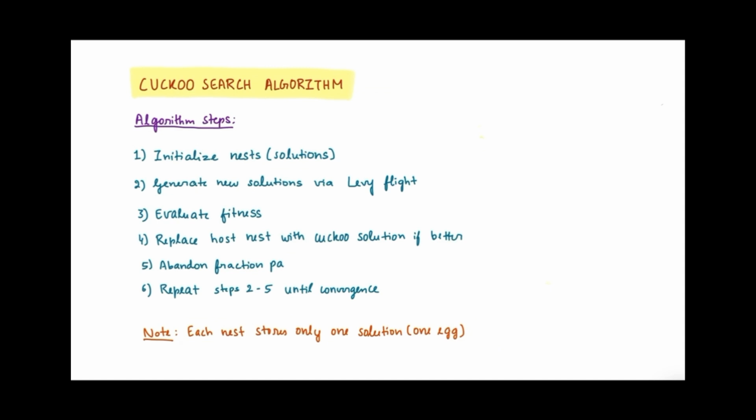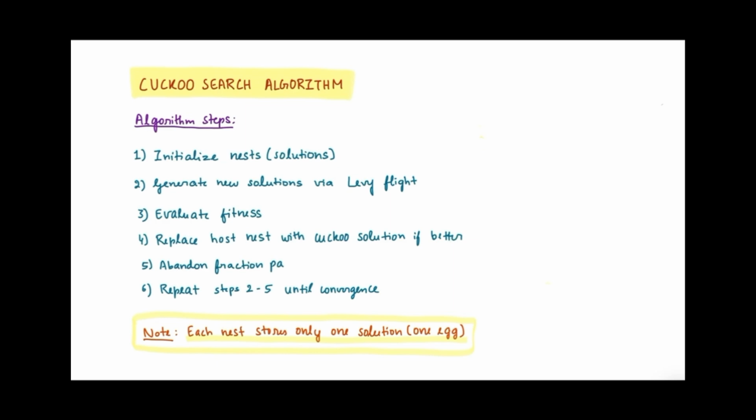Okay, so now let's clear the biggest misunderstanding everyone has. The wrong interpretation is that some people think each nest has multiple eggs or the cuckoo egg goes inside the nest with the host eggs. But in the algorithm, each nest contains only one solution, just one. So one nest has one egg and that represents one solution. This simplifies everything. So when we say the cuckoo lays an egg in a random nest, it just means generate a new solution and compare it with a random existing solution.